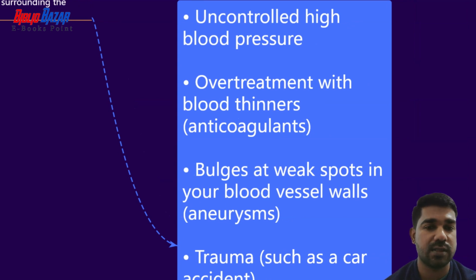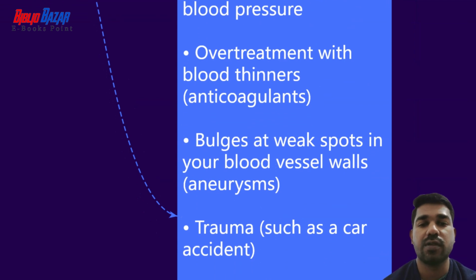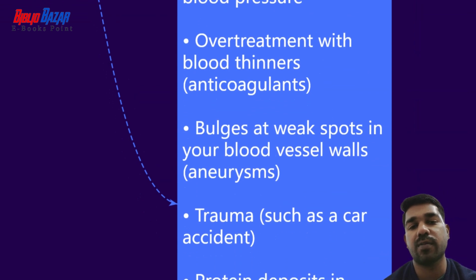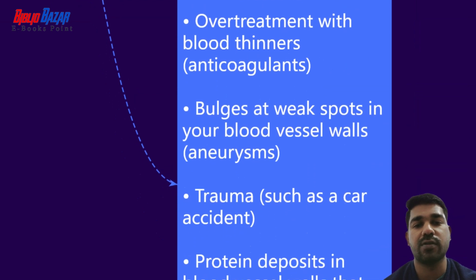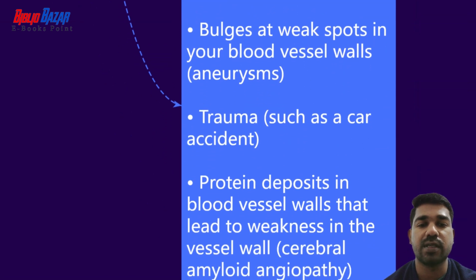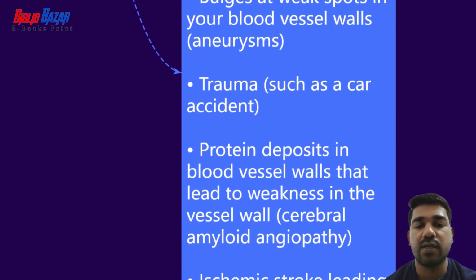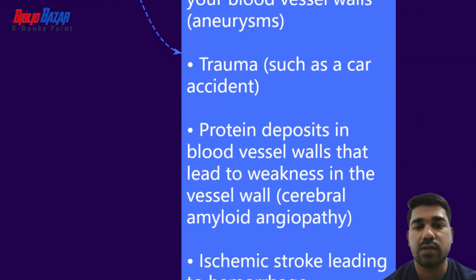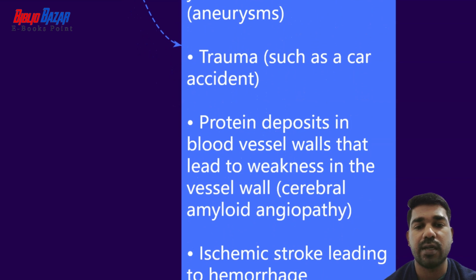If the patient is a cardiac patient, they usually get aspirin. So if we are over treating with blood thinners, there is a high chance of hemorrhagic stroke. If the blood pressure shoots up, they will get bleeding in the brain. Bulges or weak spots in the blood vessels can cause an aneurysm, which will lead to rupture of the aneurysm and stroke. Trauma like accidents also leads to stroke.